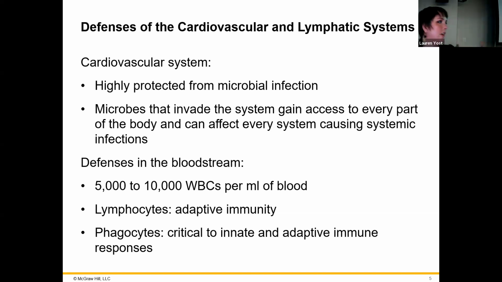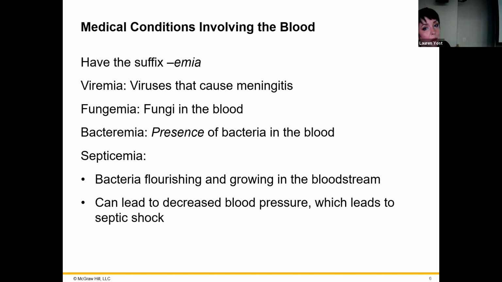So the lymphocytes, the phagocytes, other white blood cells that are involved in innate and adaptive immunity, all of these guys are found in the blood and the lymphatic system in high numbers.